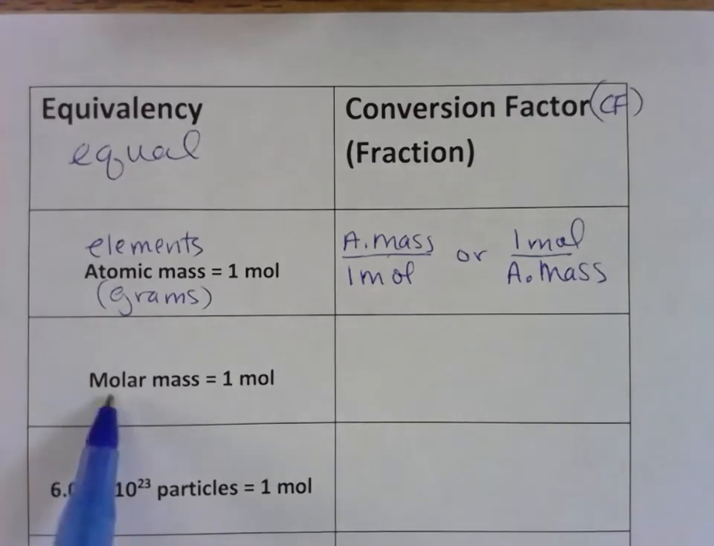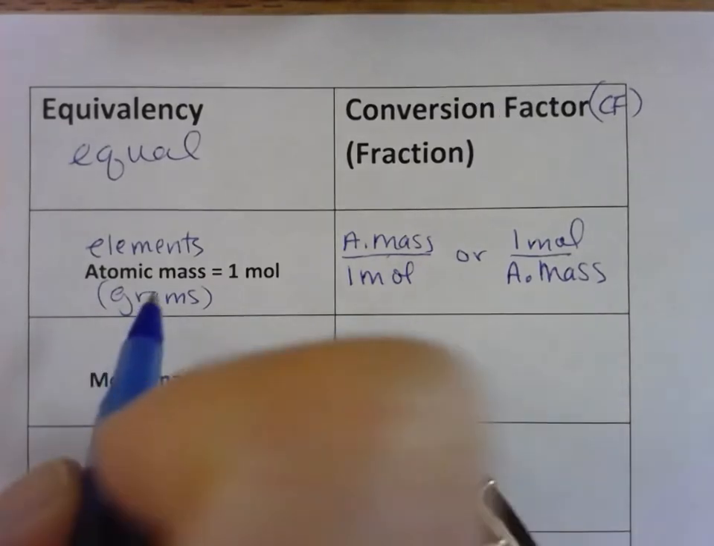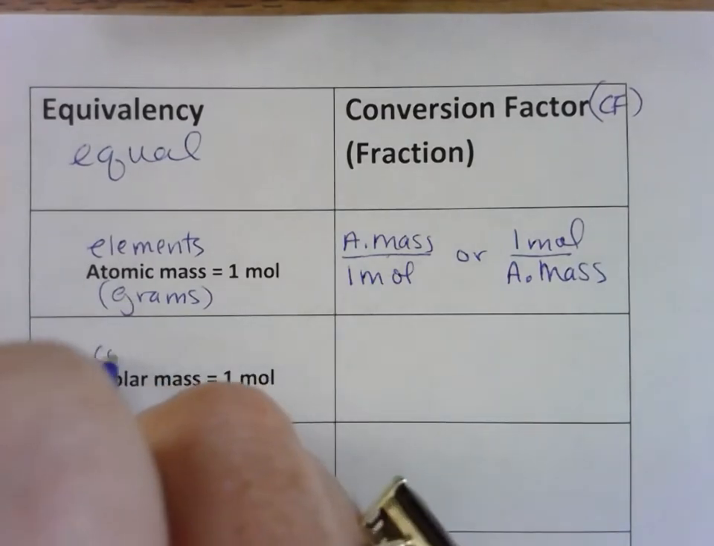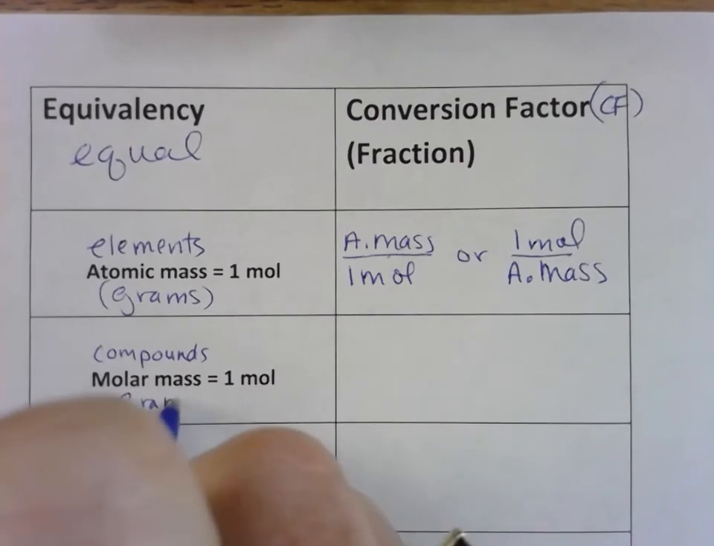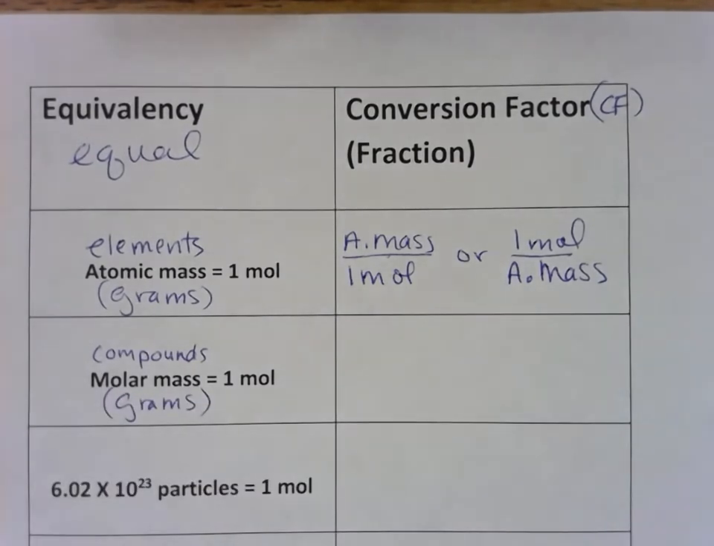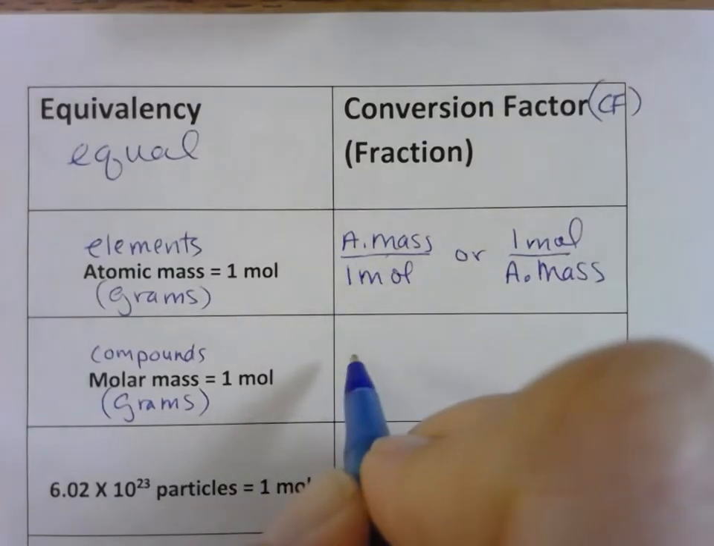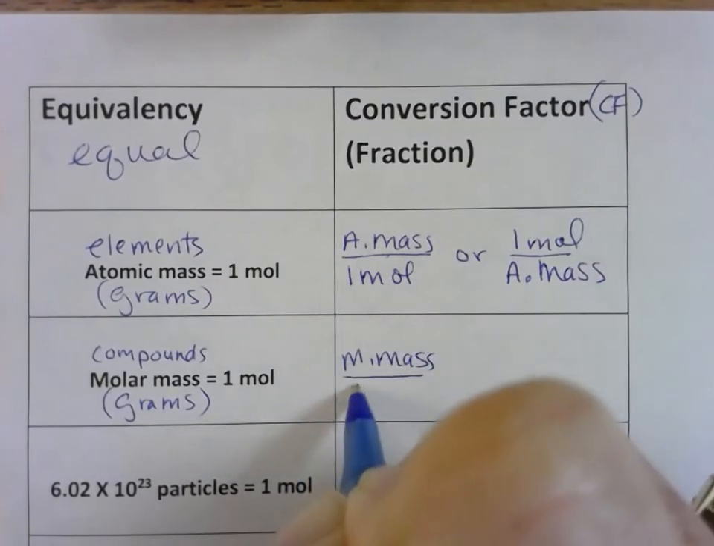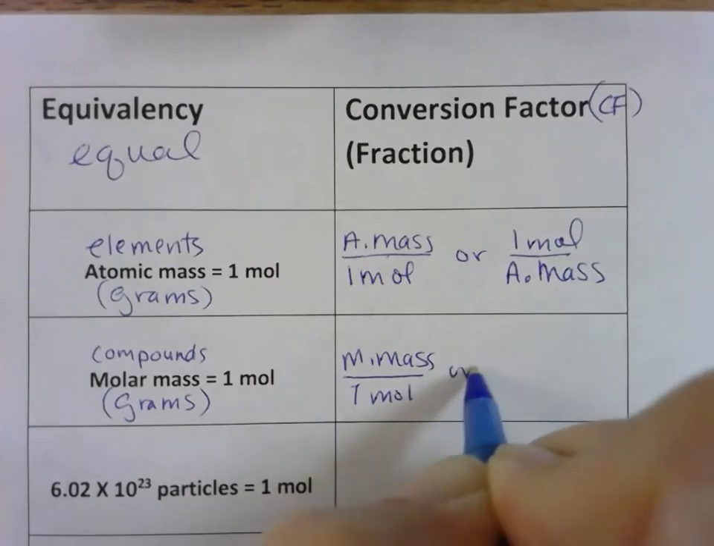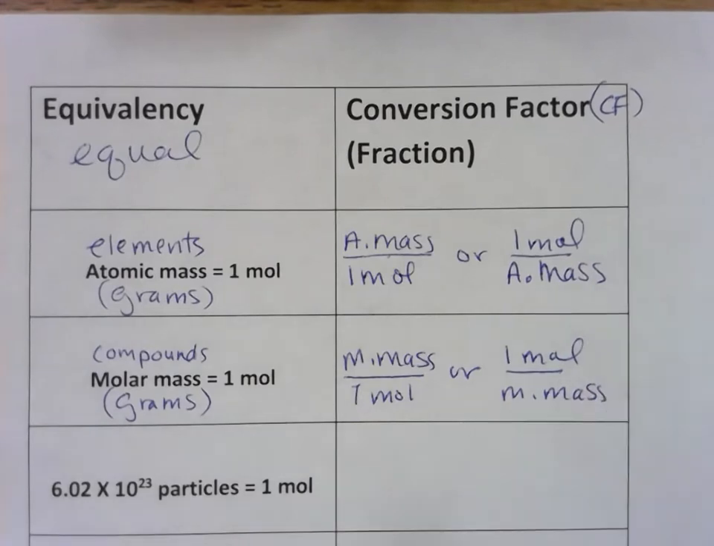The next equivalency is molar mass, and we already learned that it's equal to a mole. Molar masses, as a reminder, are for molecules and compounds. I'm just going to write compounds here. But again, it's a mass, so it's measured in grams. And the same thing here, we have the fraction or conversion factors for this. So you would do molar mass over 1 mole, or 1 mole over molar mass. It depends on how you need this arranged.